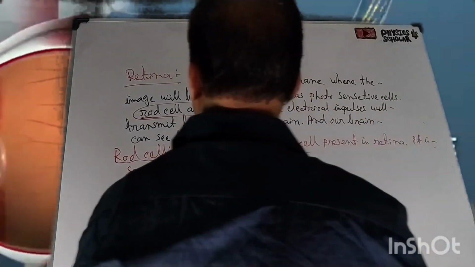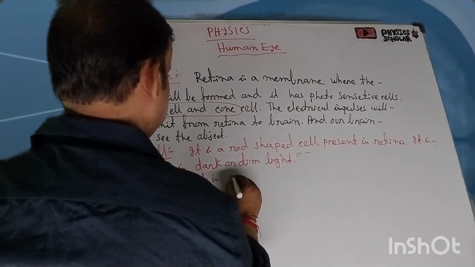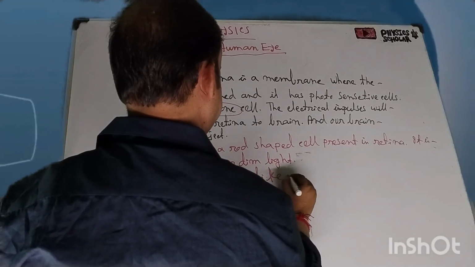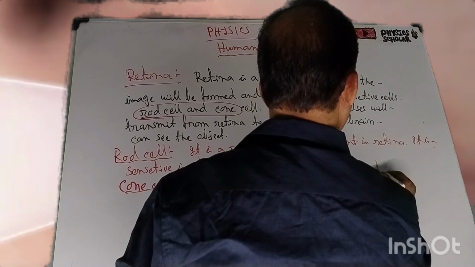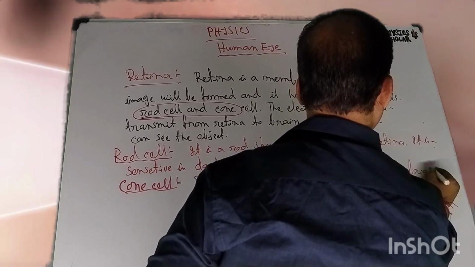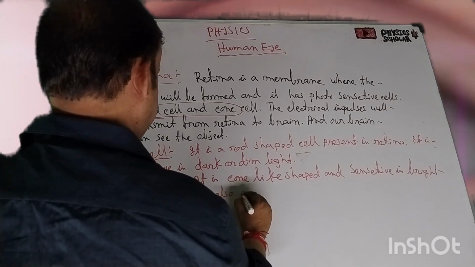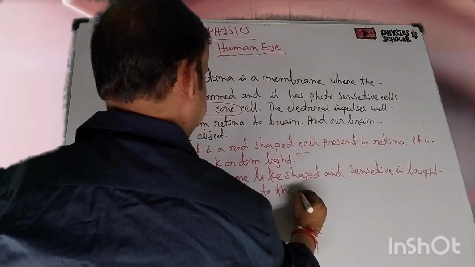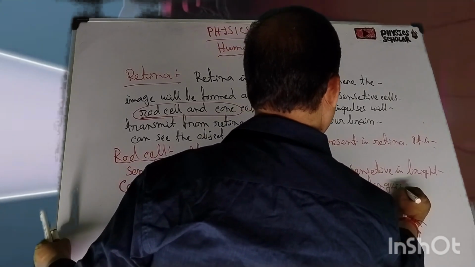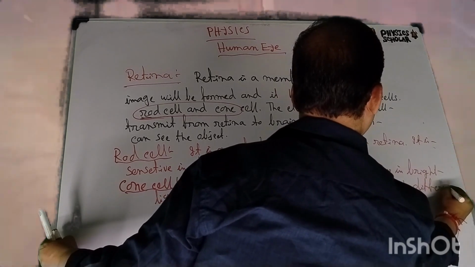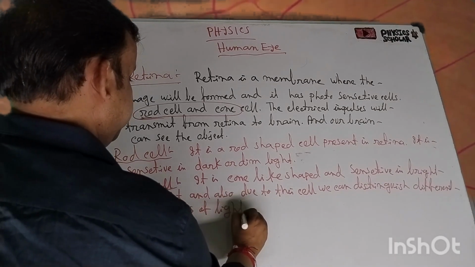And the cone cell. What is a cone cell? It is cone like shaped and sensitive in bright light, and also due to this cell we can distinguish different colors of light. Clear? We can distinguish different colors of light.